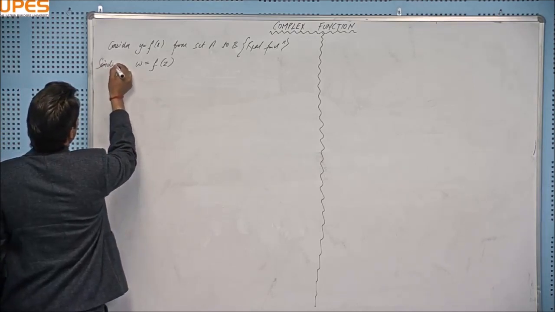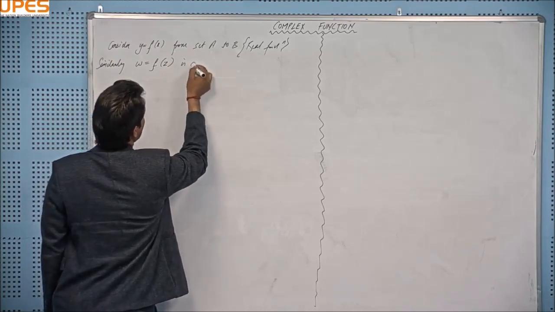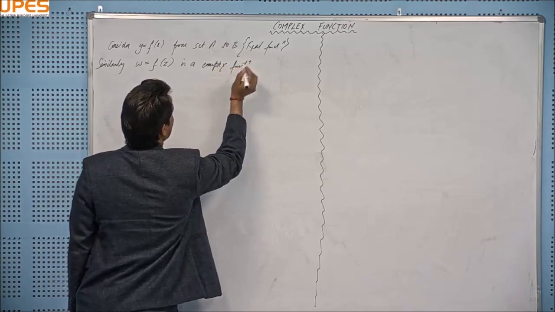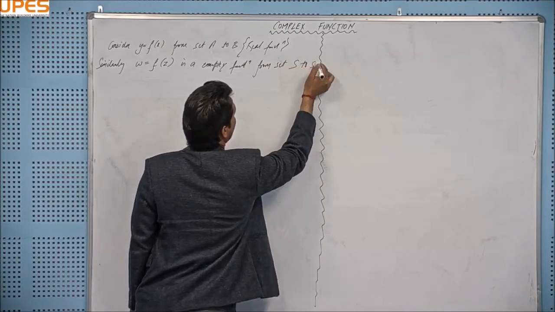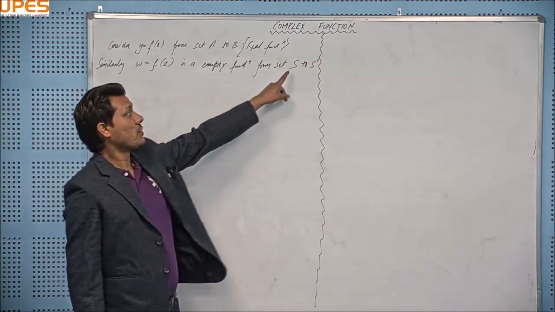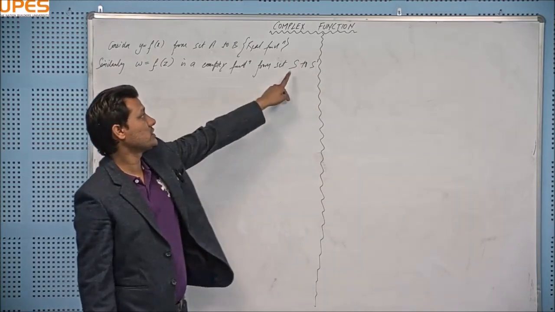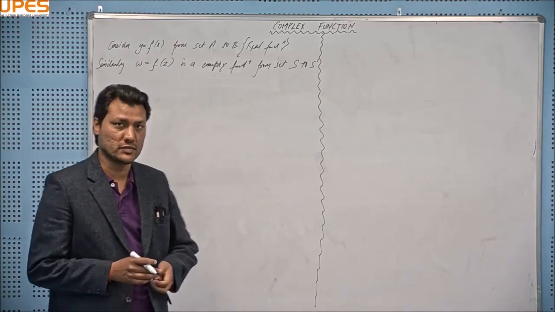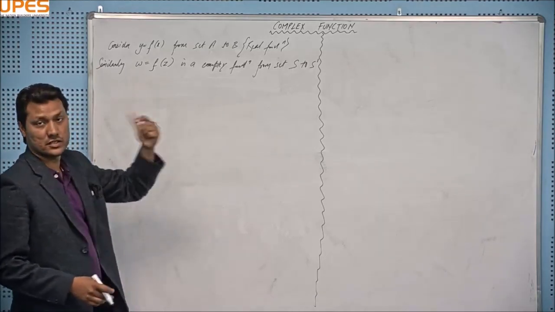Similarly, w equal to f(z) is a complex function from set S to S dash, where capital S is a subset of the set of complex numbers, and S dash is also a subset of complex numbers. It means the input set and the output set both are sets of complex numbers or subsets of complex numbers, and w equal to f(z) is the notation.